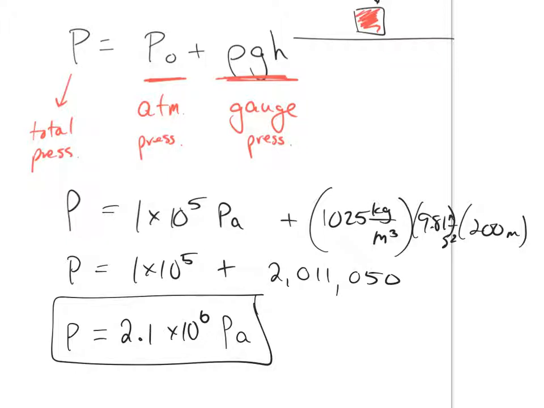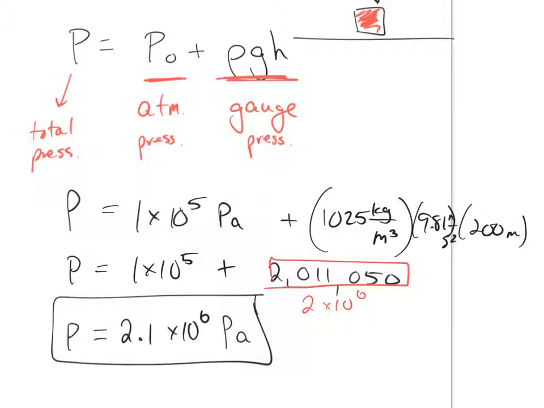Okay, 2,100,000. That's what 10 to the 6 comes out to. So if you look at this, the atmosphere has much less of an effect than the water itself. If you don't recognize, this number here is really 2 times 10 to the 6. So 2 times 10 to the 6 is much greater than 1 times 10 to the 5. So the water pushing down on you has more of an effect than the atmosphere pushing down on the water itself.